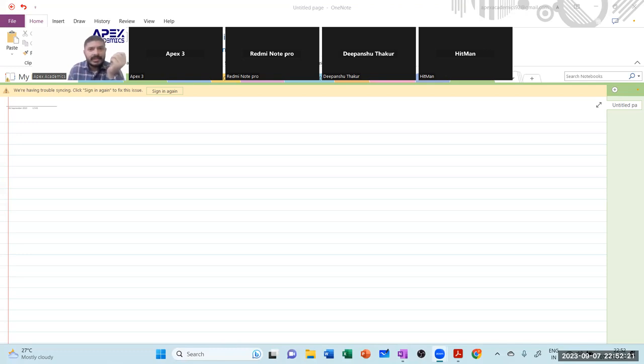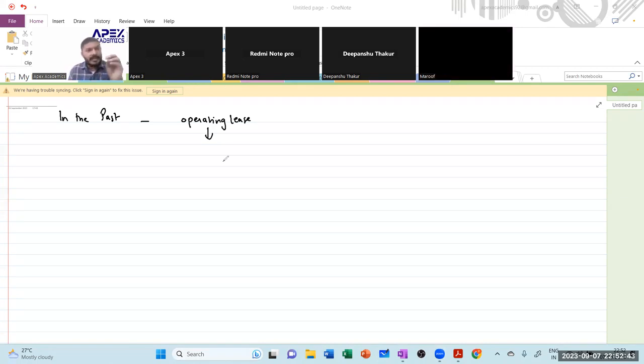Now, please understand what the past was in the field of lease accounting. In the past, we used to have something known as an operating lease. Now, what is an operating lease? I'll directly start speaking about what an operating lease is rather than helping you to distinguish between both the leases. Understand the concept here. An operating lease is a simple arrangement between a lessor and a lessee.